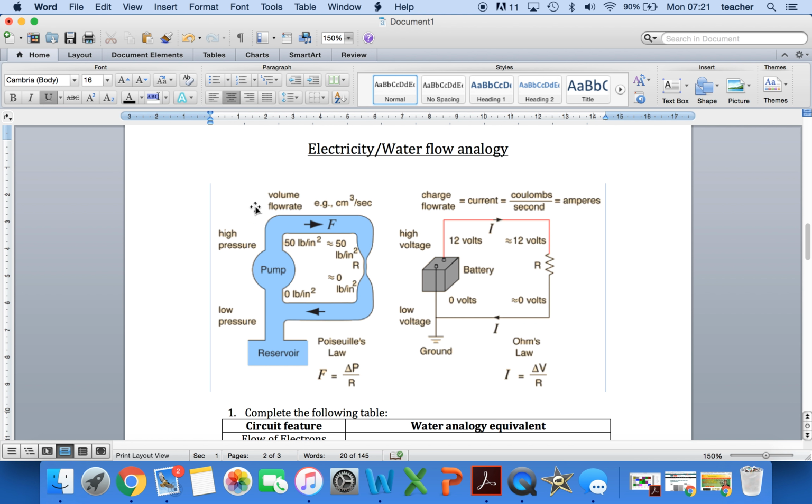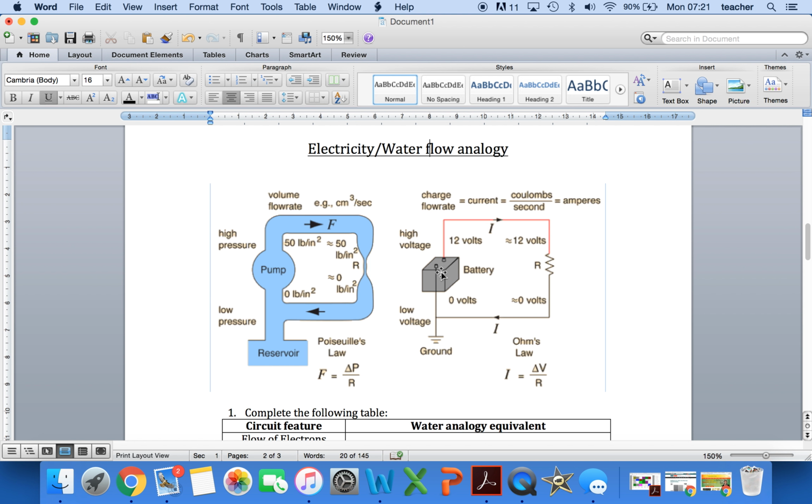To start off with, I'd rather you looked at this qualitatively rather than quantitatively, using some of these pressures and Ohm's law here. I just want you to look at the pictures more than anything. And you'll notice here that we've got a battery. As you would know, a battery is what really supplies the power for an electric circuit.